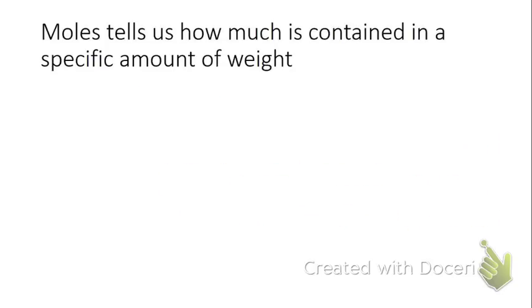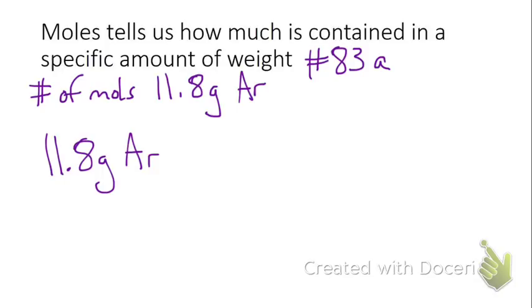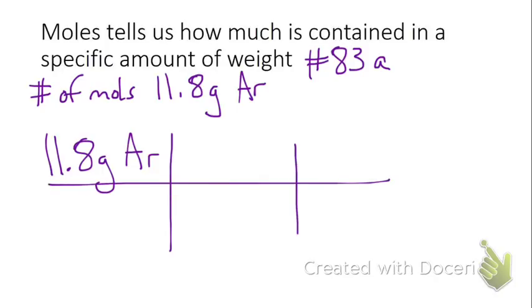So what is an example of this? Here we're going to look at number 83A in the end of chapter 2. We're trying to find the number of moles in 11.8 grams of argon. So, we have 11.8 grams of argon. We know that is what we're going to start with. So let's set up our equation. We know we have 11.8 grams of argon, and we want to end up with 1 mole of argon.